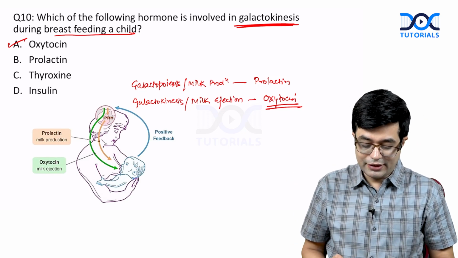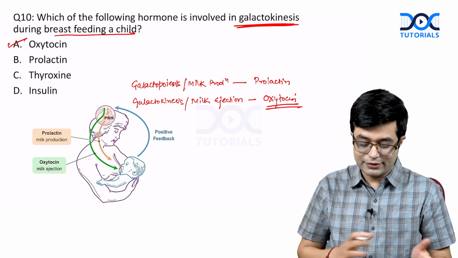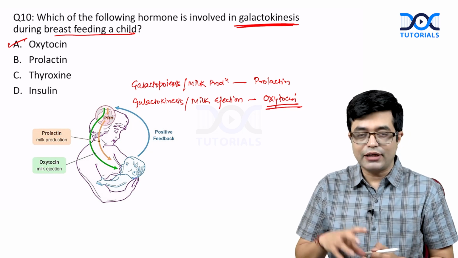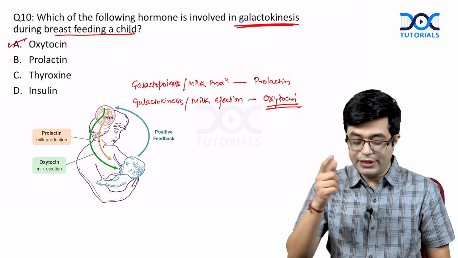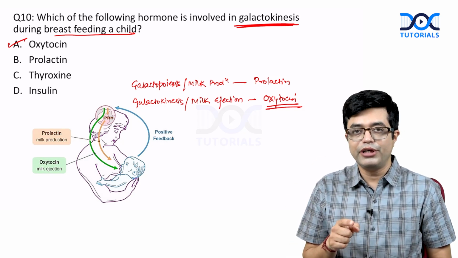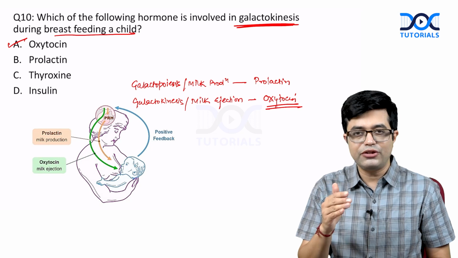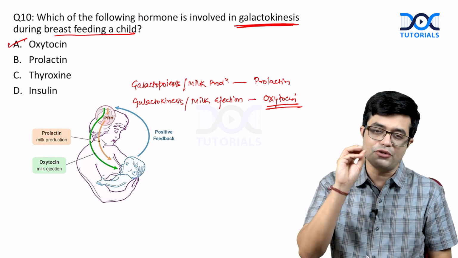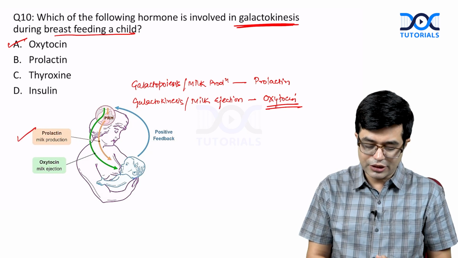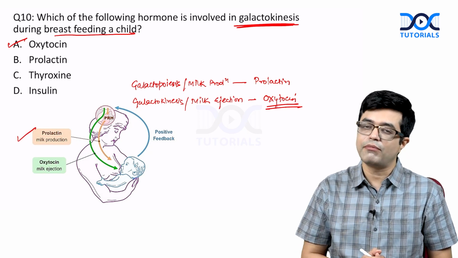So this is the so-called, as I said, the cycle which is happening. Whenever a child suckles on the mother's breast, there will be positive feedback going to the brain. There will be secretion of anterior pituitary and posterior pituitary. Anterior pituitary will produce prolactin, which will cause milk production, and there will be oxytocin produced from posterior pituitary, which will cause milk ejection.